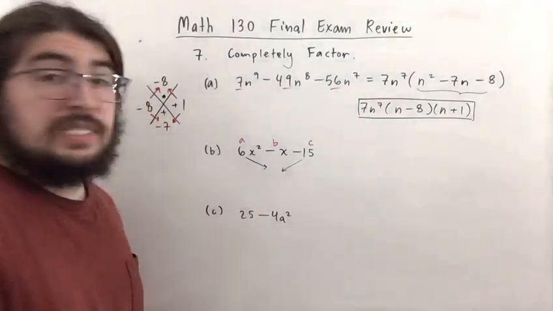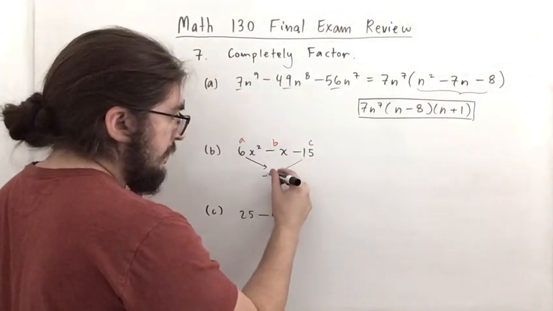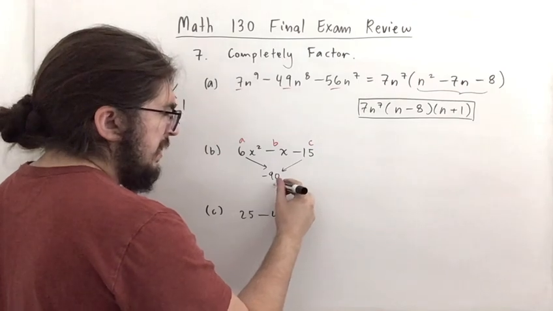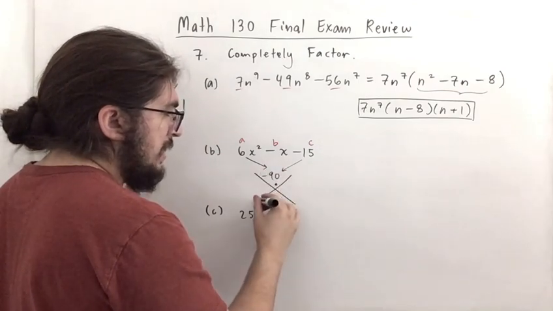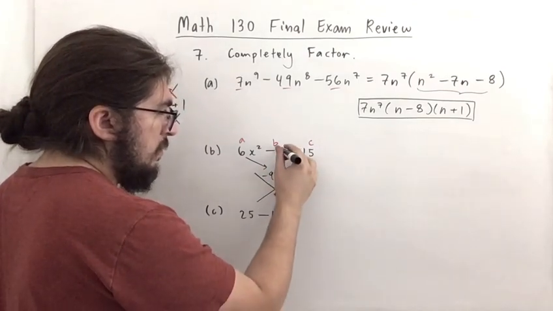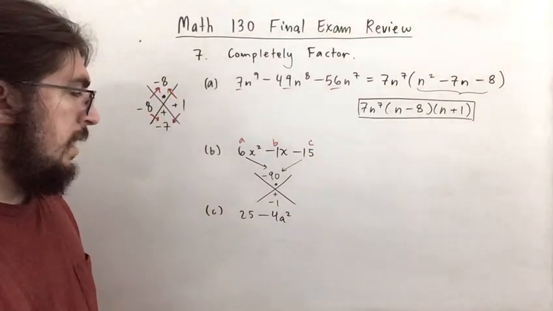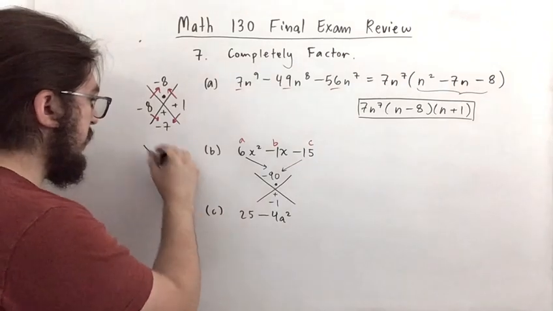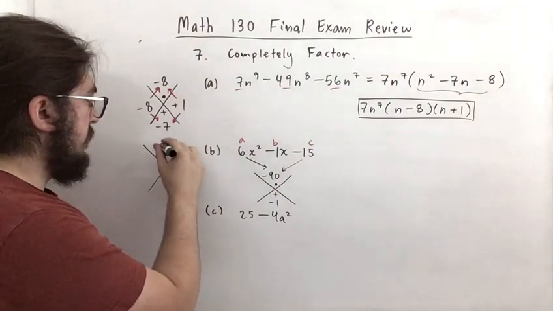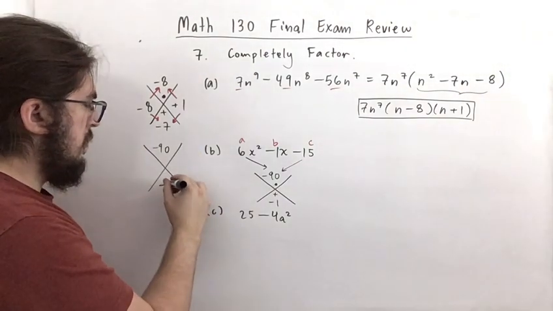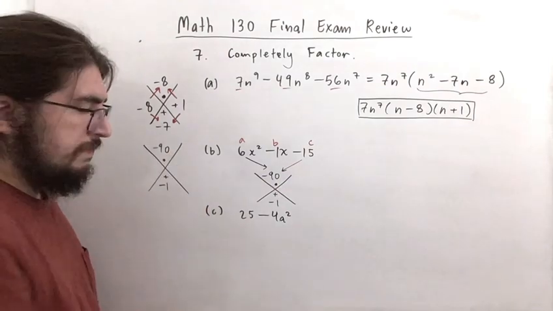6 times 15 is 90. So it's going to be negative 90, in fact, because of the negative 15. So we look for two numbers that multiply to that and simultaneously add to the middle coefficient, which is technically negative 1. Okay. Now, I'm actually going to write that over here just for space, if that's okay. But I hope you see where I got these things.